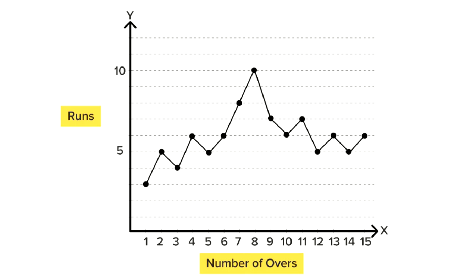So based on the runs scored per over, the data points are plotted based on x and y values. Once the points are obtained, the dots are joined using a line. Looking at the chart, we can easily identify which was the most expensive over and which was the most economical over. Such inferences or conclusions can be drawn from this graph.